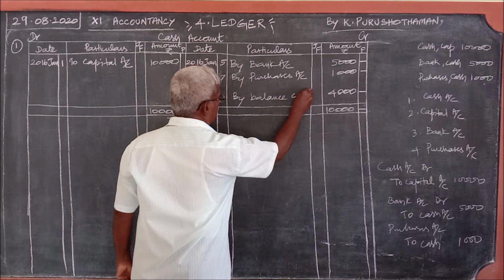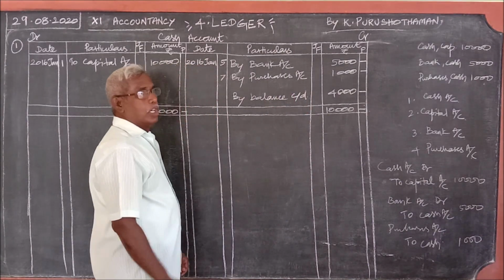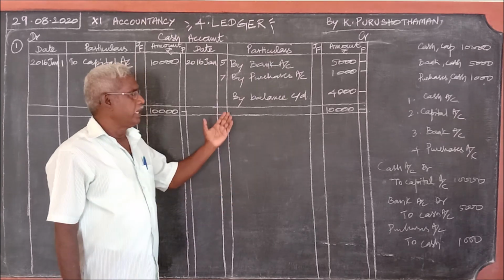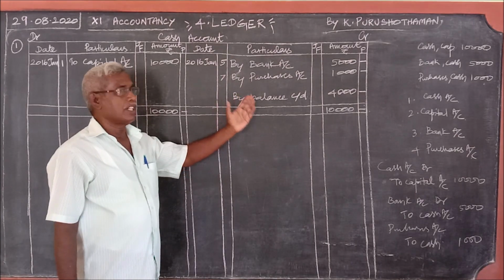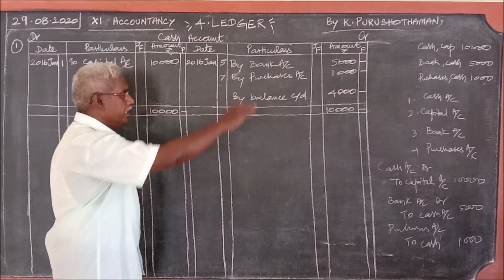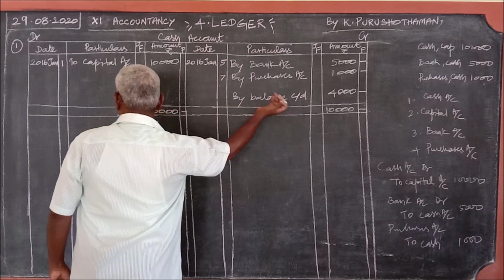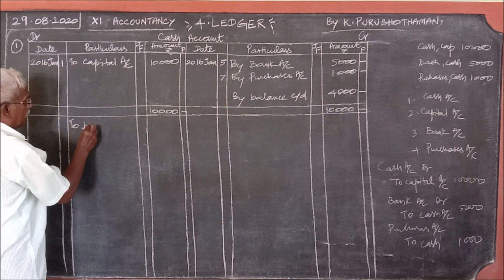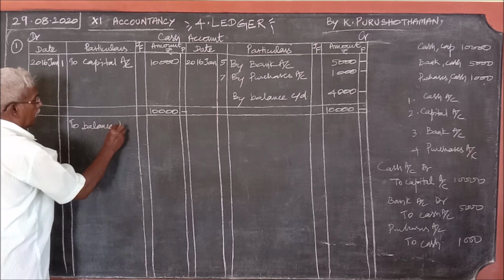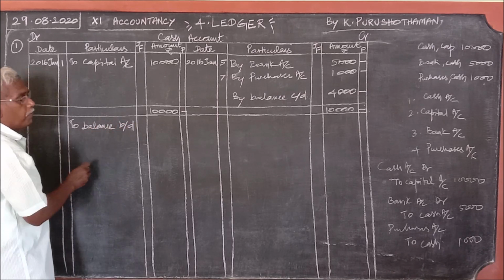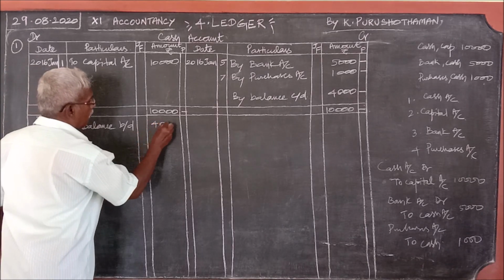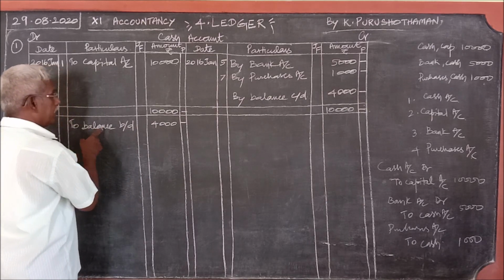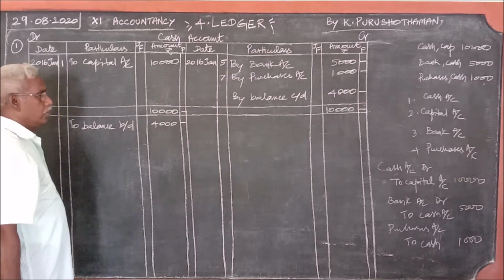Carried down. The balancing amount or the balancing figure should be noted as "by balance carried down". And on the opposite side, "to balance brought down". The same amount. Whatever the amount you have written for carried down, the same amount here for brought down also.